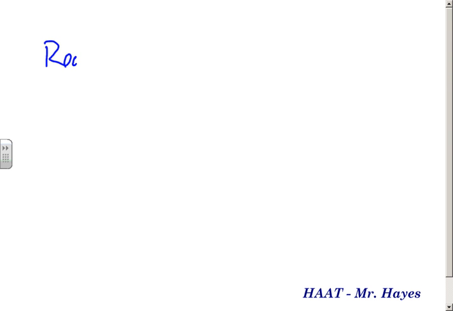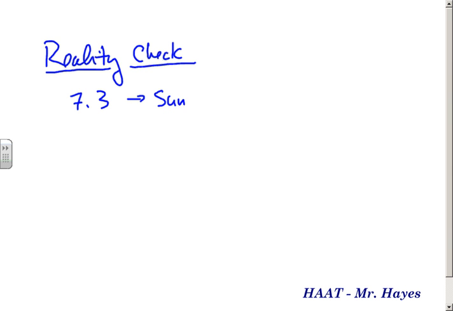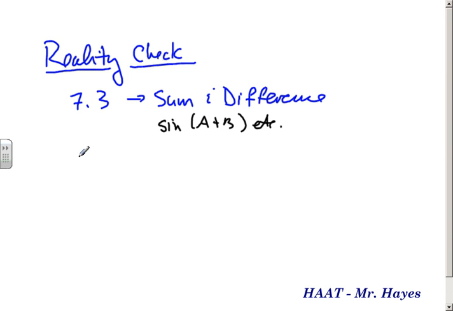So, reality check. Reality check is going to cover sections 7.3, which is the sum and difference identities. So that's the old cosine of a plus b, sine of a plus b. And then 7.4 is the double angles and half angles.